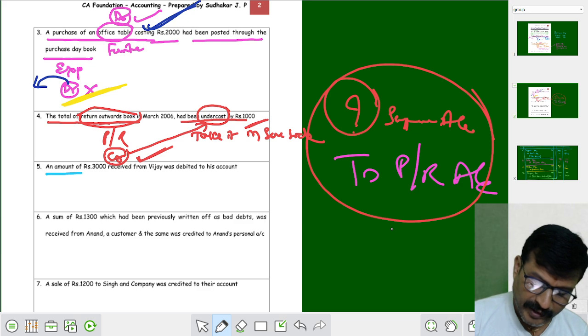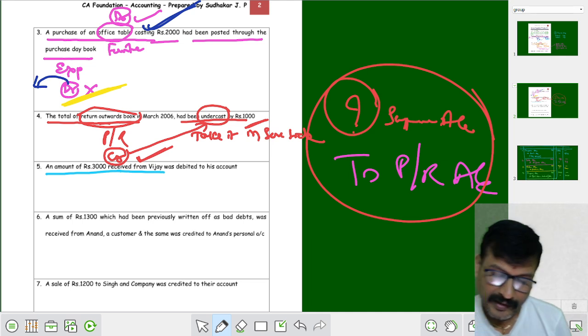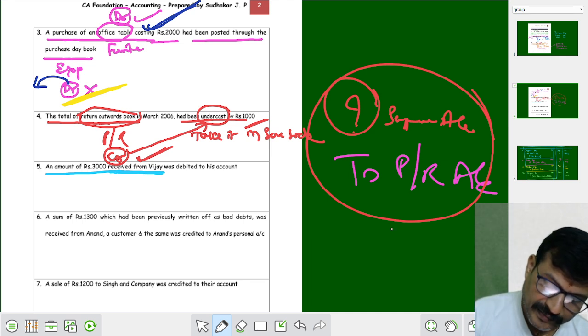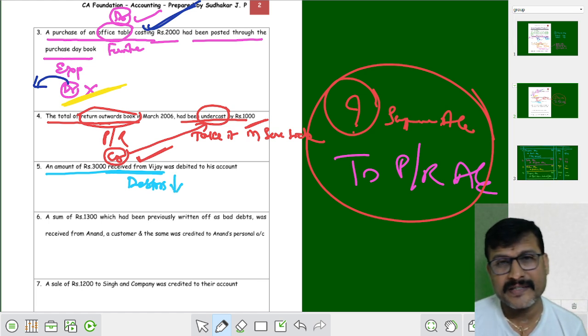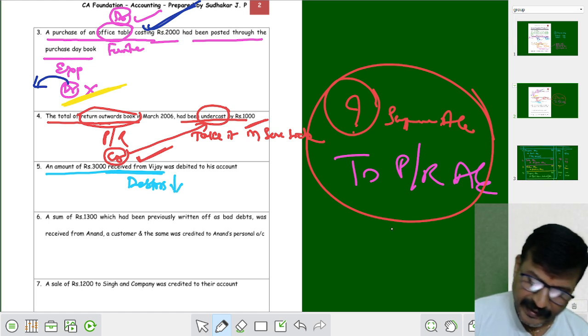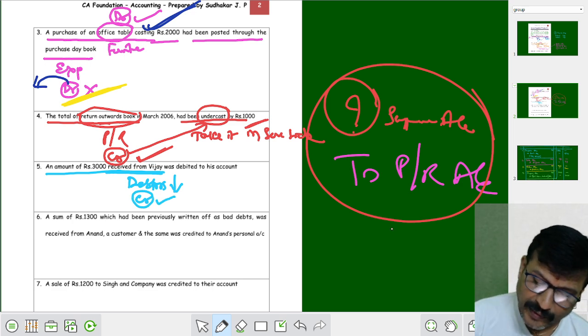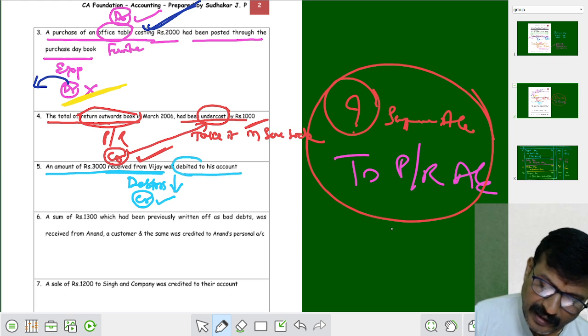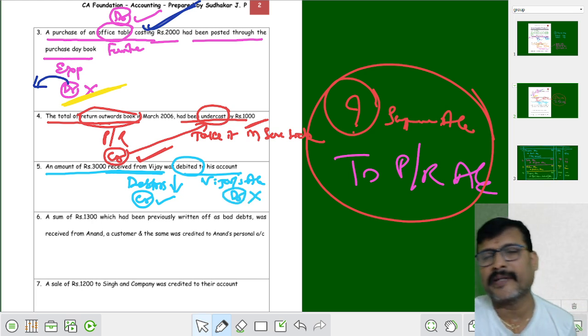An amount of 3000 received from Vijay. What you have done? Received from Vijay. When you received from Vijay, who is Vijay? Vijay is a debtor. Debtor decreased. When the asset decreased, it is to be what? Credited. But what you have done? Debited to his account. Debited to his account means whose account? It is Vijay's account. You have done wrong debit.